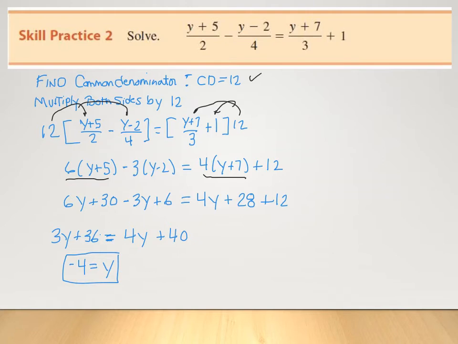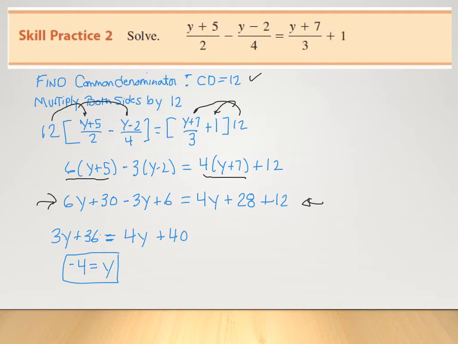So the next step, of course, is to get rid of the parentheses, and by doing that we use the distributive property. We have 6y + 30 - 3y + 6. On the right-hand side of the equation we get 4y + 28 + 12, and we are again going to collect like terms. So on the left-hand side of the equation, we end up with 3y + 36. On the right side of the equation, we end up with 4y + 40.